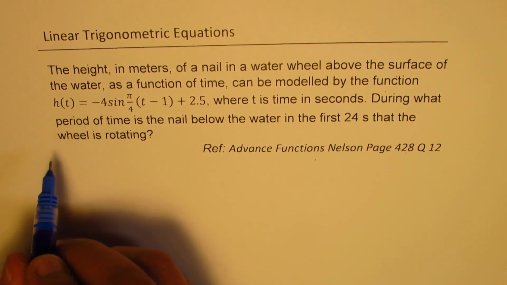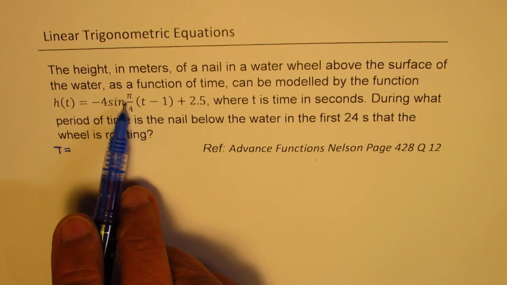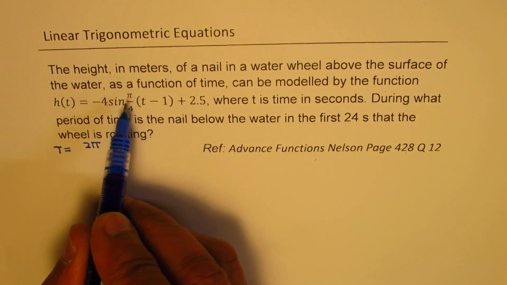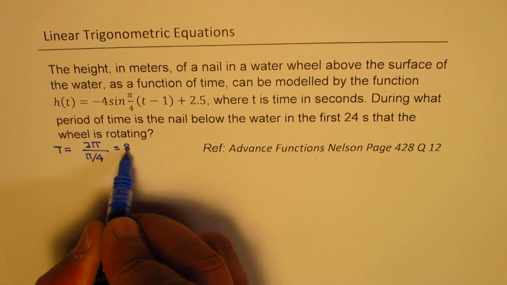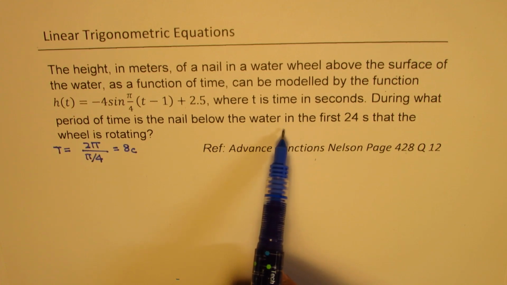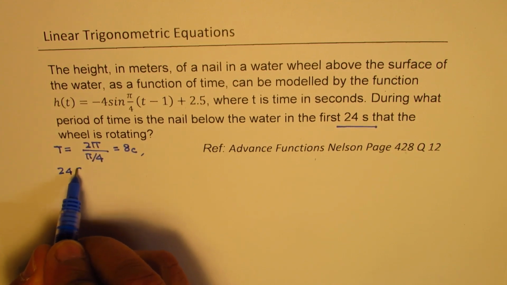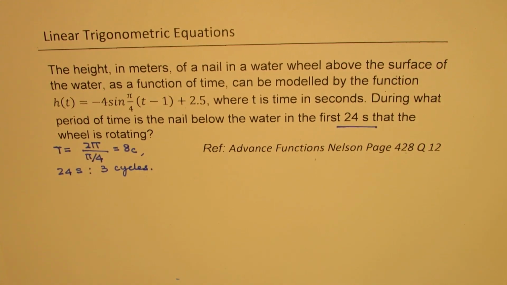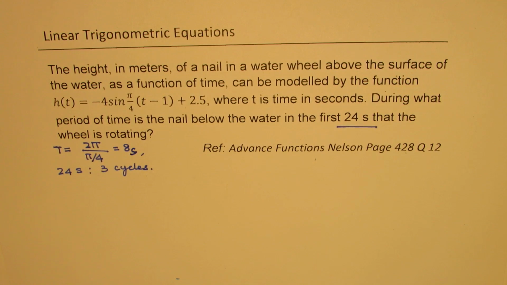Now, from the given equation, we can find the time period. We are working with radians. Whenever you see pi, we are working with radians. So the time period will be 2π divided by the k value, which is π/4. That gives you a time period of 8 seconds. The question is, during what period of time is the nail below the water in the first 24 seconds? That means we have to consider that 24 seconds means 3 cycles. That is very important to understand. So 3 cycles, and each cycle has a time period of 8 seconds.